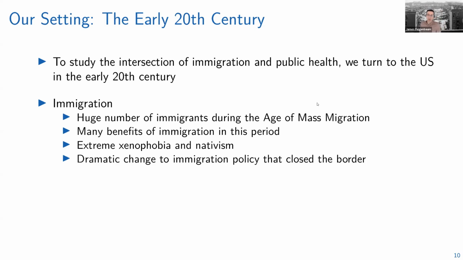But at the same time, perhaps despite or perhaps because of these sort of positive other effects, this is also a period of really extreme xenophobia and nativism. And it's also a period where in the 1920s, there's going to be a really dramatic change to immigration policy. A series of quota acts, first in 1921 and then 1924, are going to essentially close the American border to immigration, especially from Europe.